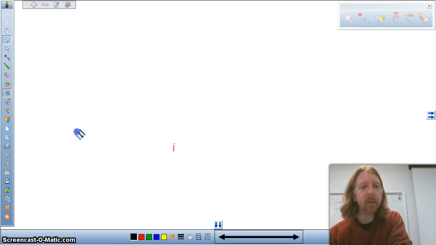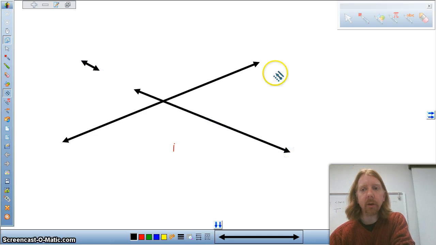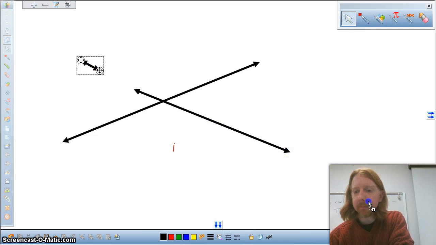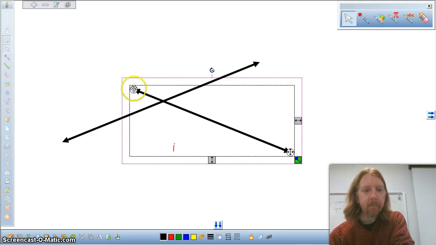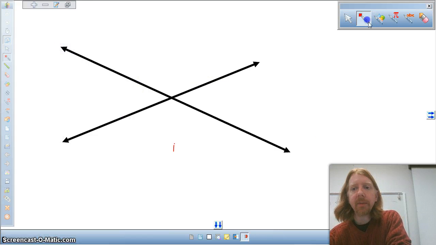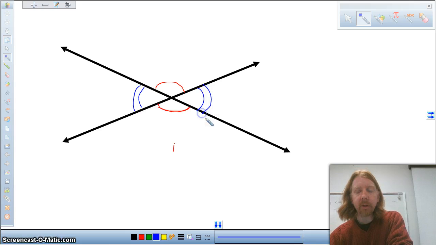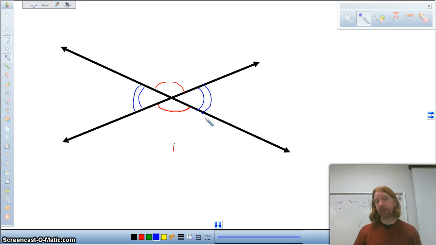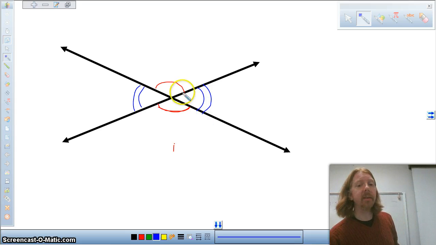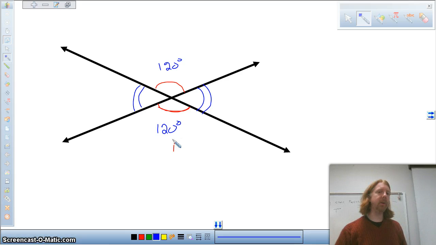Now, from what we've talked about so far, we also know that when lines intersect, interesting things happen. So for example, there are two lines that intersect. We've talked about the idea that we have vertical angles. That's these ones in red and these in blue. Those would be vertical angles because they're kitty-corner from each other, and we have a property that tells us that however big one is, the other is as well. Vertical angles are equal to each other.